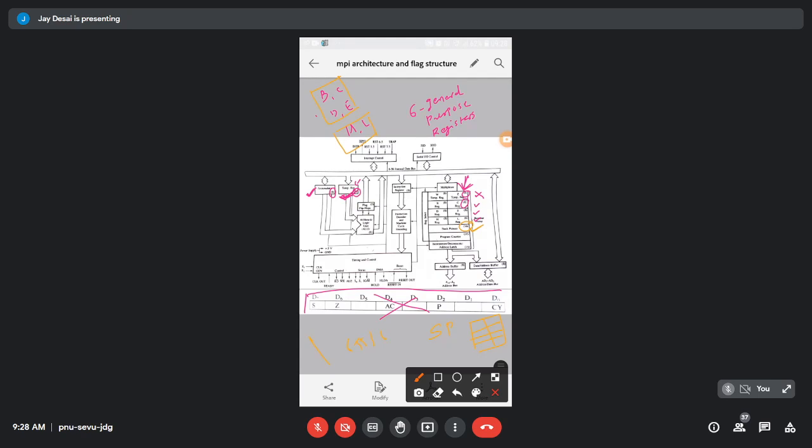So stack is a reserved area of the memory where temporary information you can store it.